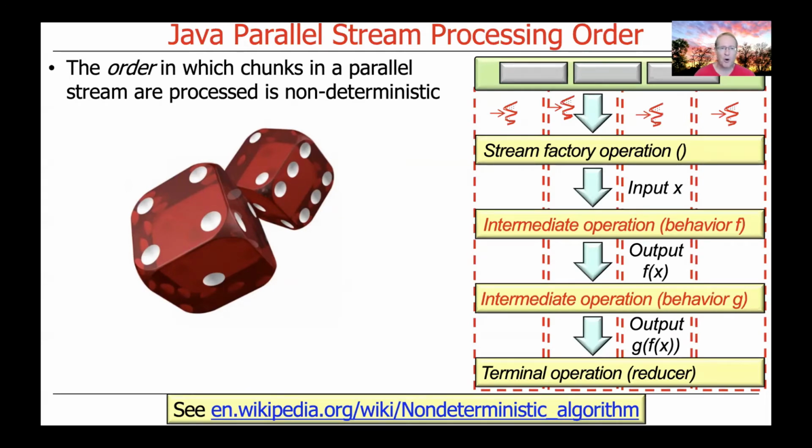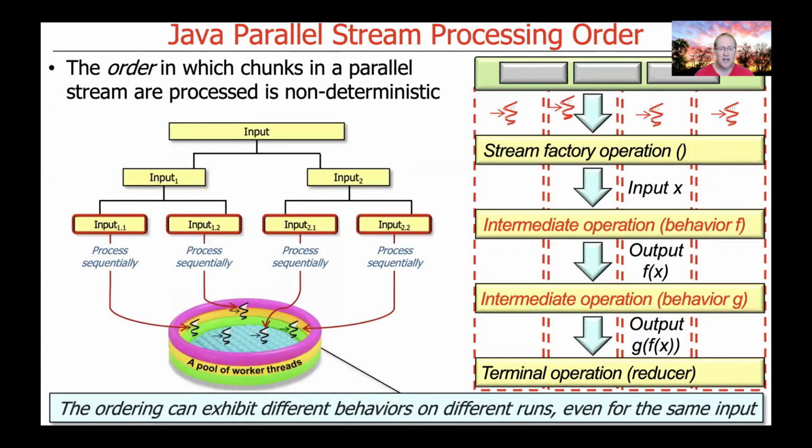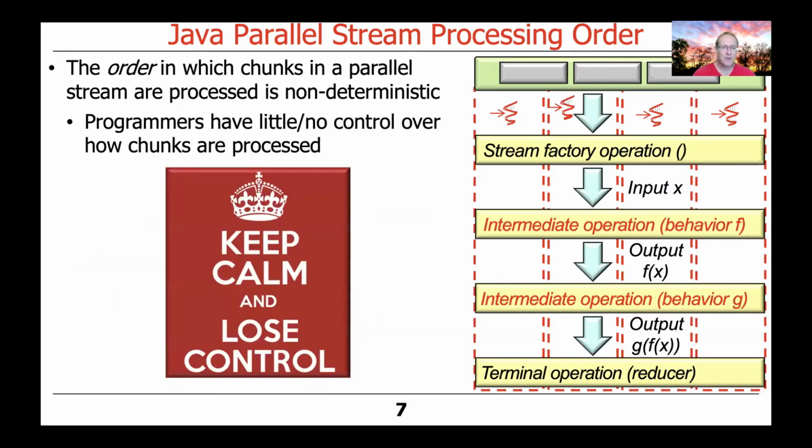As we talked about before, the chunks are processed in a non-deterministic way. That's by design. What that means is if you were to instrument your code, for example, if you were to use peek operations and print out the thread ID of the intermediate operations being run on the different threads in the pool, you would find that from run to run, you could end up with very different orderings in which those chunks are processed by cores in the multi-core processor. And that's okay. That's actually designed to be that way. You have little or no control over this.